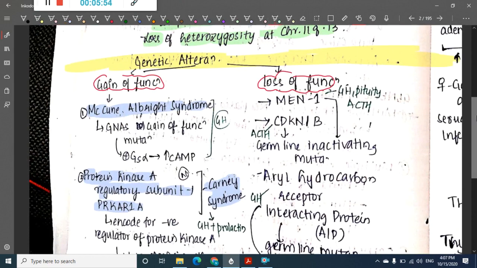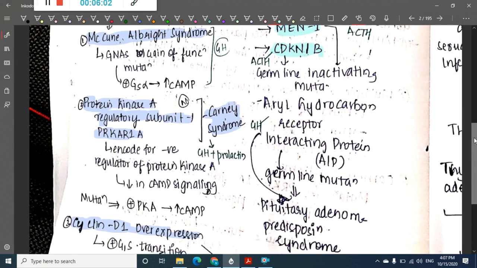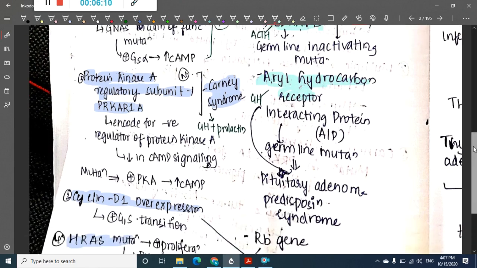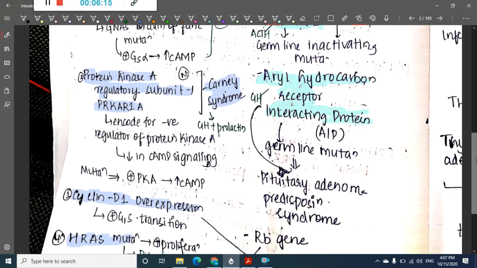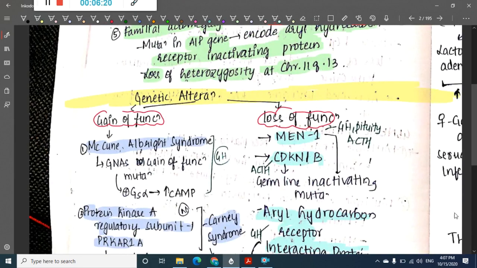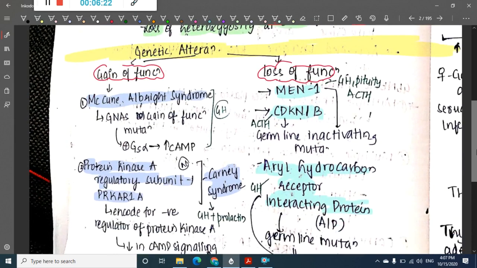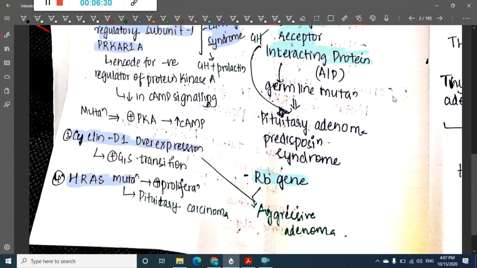Then we have loss of function mutation also. In loss of function mutation, genes like MEN1 and CDKN1B, which involve germline inactivating mutation, similarly aryl hydrocarbon receptor interacting protein, which is also a germline mutation, and the retinoblastoma gene. All these are loss of function mutations: MEN1, CDKN1B, aryl hydrocarbon receptor interacting protein, and the retinoblastoma gene, RB gene.